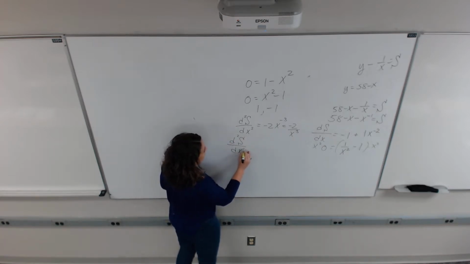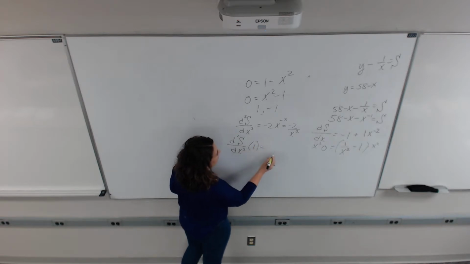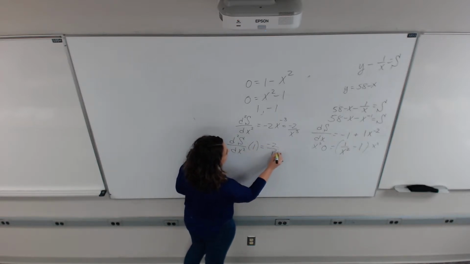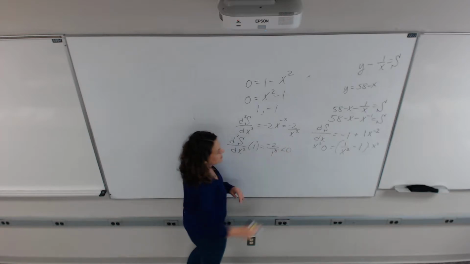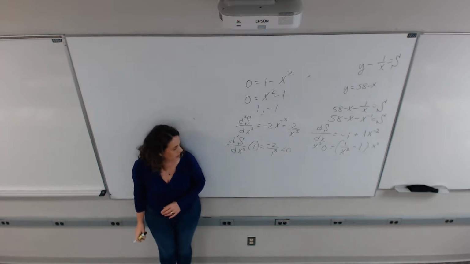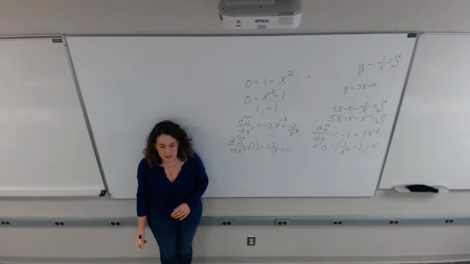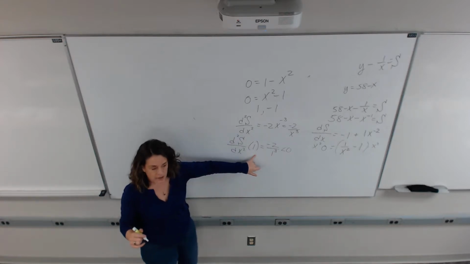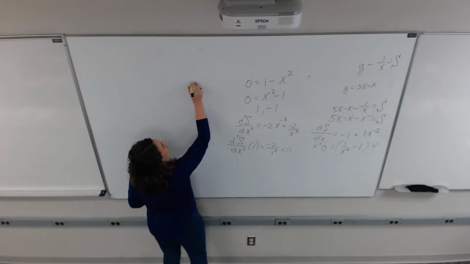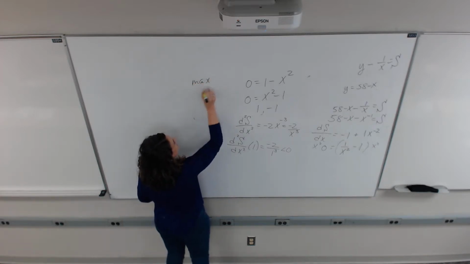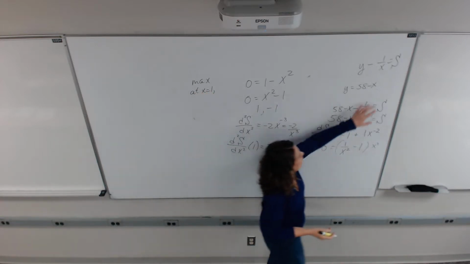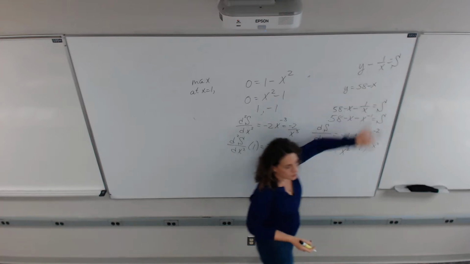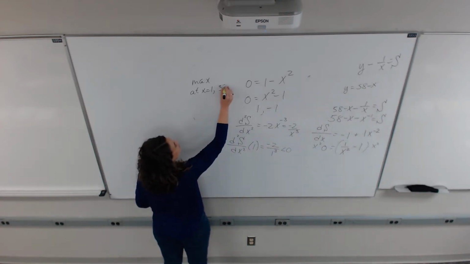If I plug in 1, I'll get a negative 2 over 1 cubed, which is definitely still a negative number, right? And because it's a negative number, that means it's concave down, which means that at 1 I must have a maximum. So I have a max at x equal 1, and if one of the numbers is 1, then the other number has to be 57. So 1 and 57 is a max.